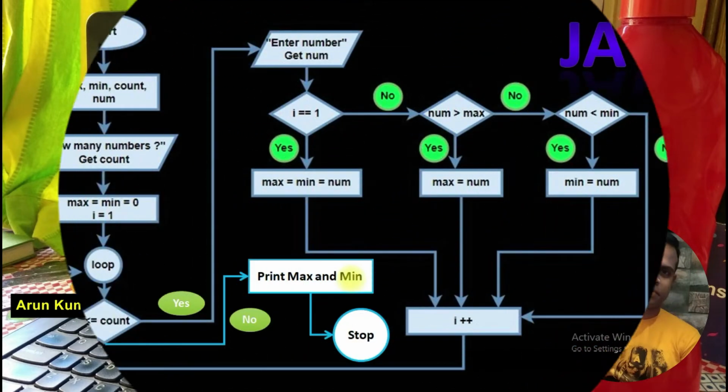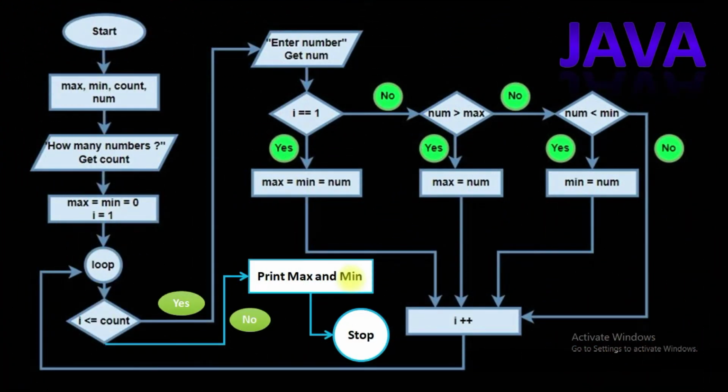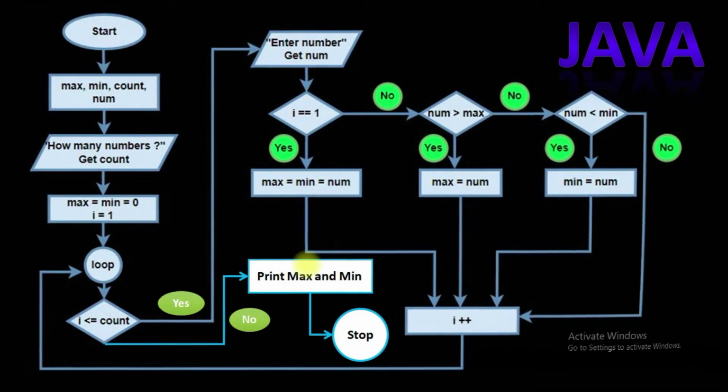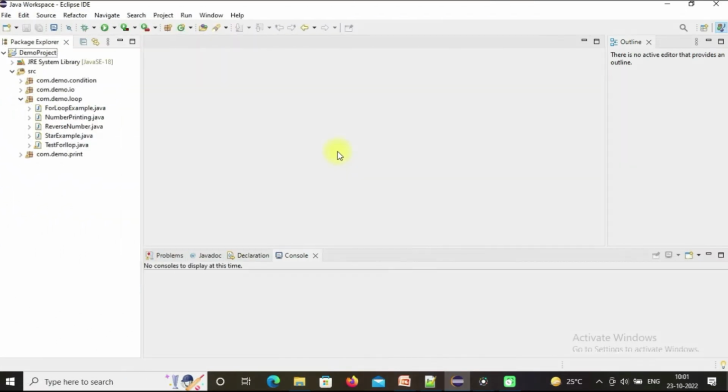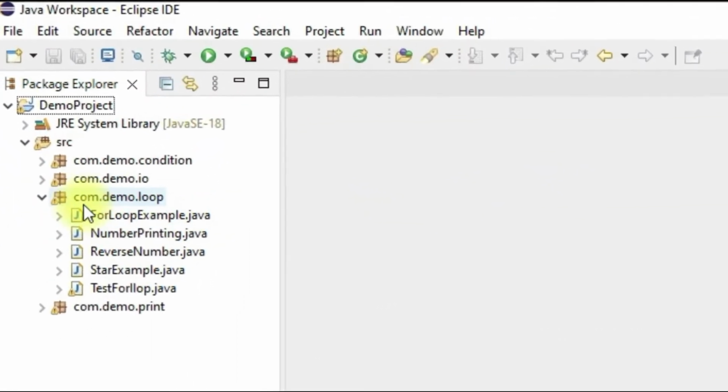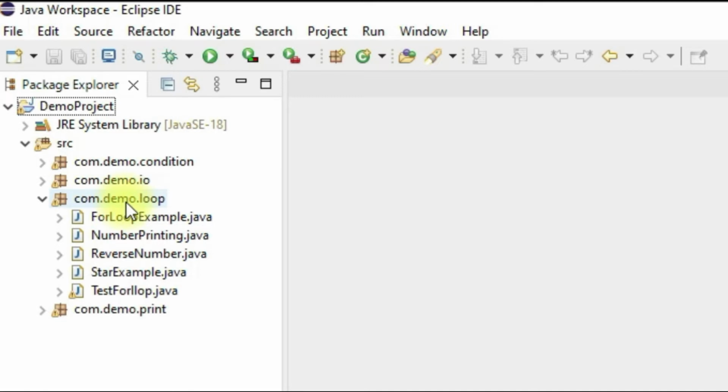Now we will go to the next part, that is to implement this program in Eclipse. So let me go to my Eclipse first. Now open your Eclipse IDE. This is open for me and I am again going to use the same package com.demo.loop for this example.